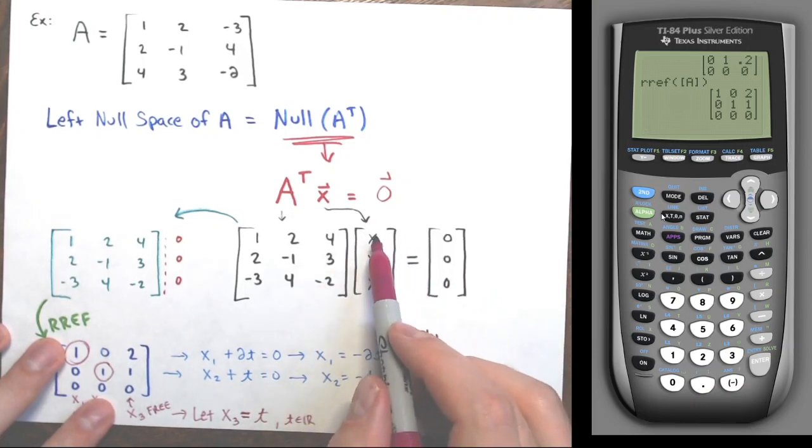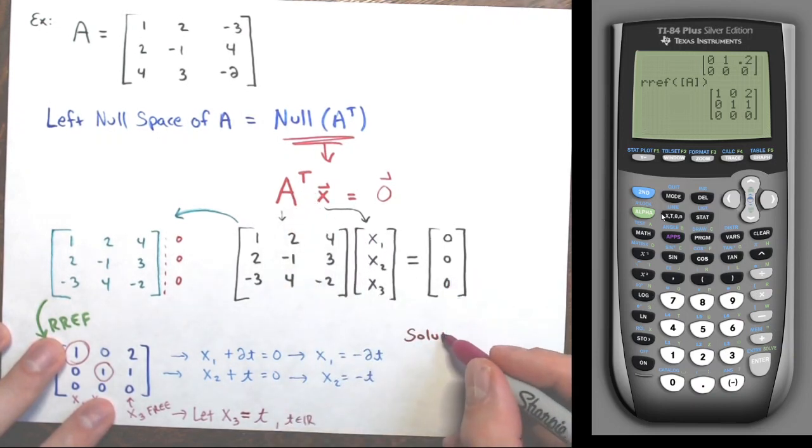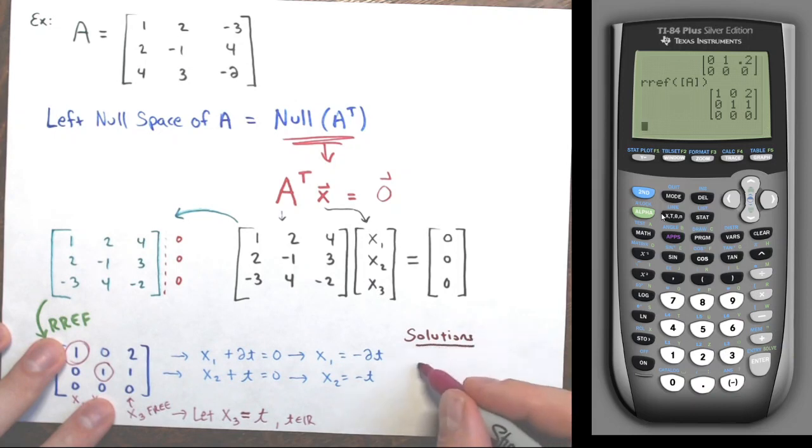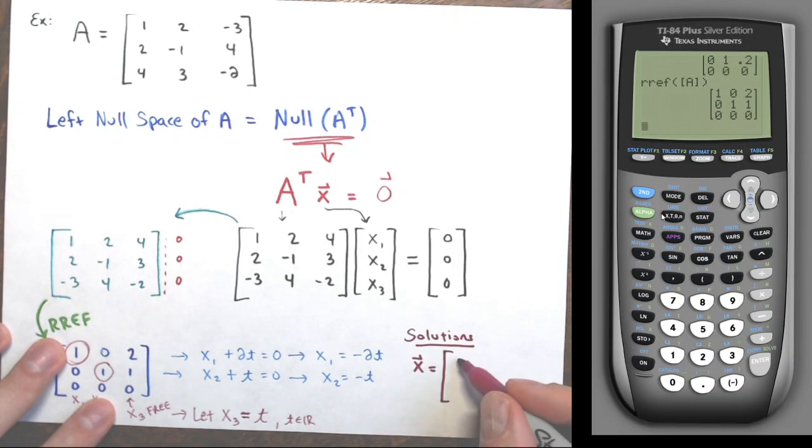What vectors can I multiply the transpose of A by to get the 0 vector? The solutions look like this. Every vector there looks like x1, x2, x3, and I'm just going to replace x1, x2, and x3 with what they look like in terms of the free variable t. You have negative 2t, negative 1t, and then x3 is t. You see how each of these has the scalar t in common, a real number t. I can pull that out: t times the vector negative 2, negative 1, 1.